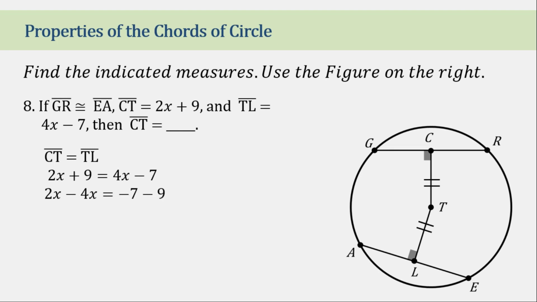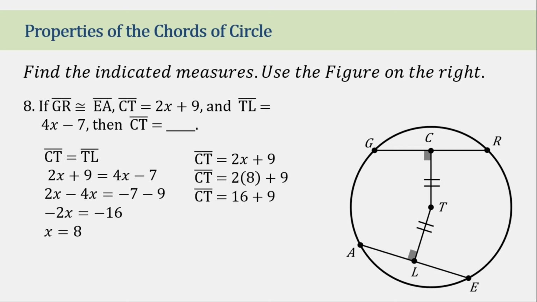Now let's do some manipulation in order for us to get the value of x. Let's put all the variable terms on the left-hand side and all the constant terms, or the numerical values, on the right-hand side. That gives us negative 2x equals negative 16. Now let's divide both sides by negative 2 and we have x equal to 8. Now to find the value of CT, let's substitute 8 for x. 2 times 8 is 16 plus 9 is 25. So CT is equal to 25.